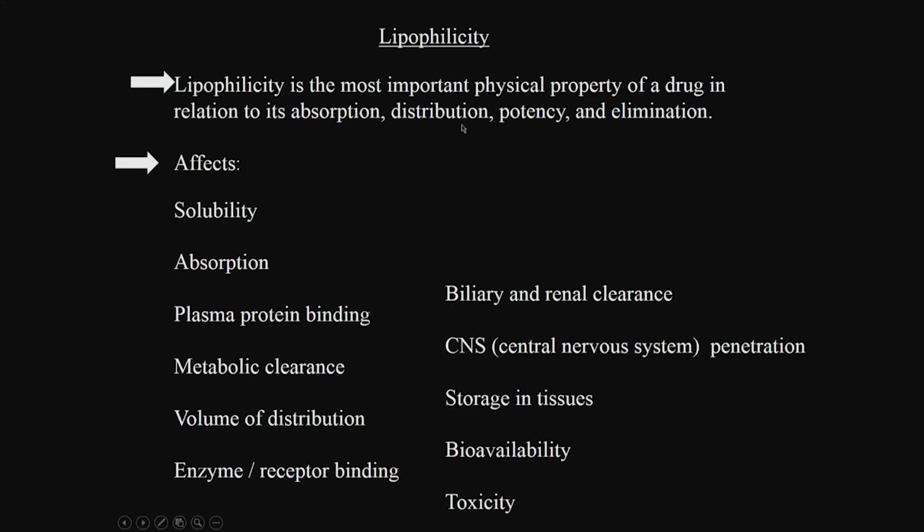Lipophilicity is the most important physical property of a drug in relation to absorption, distribution, potency, elimination and all that. It affects solubility, absorption, plasma protein binding, metabolic clearance, volume of distribution, enzyme binding, biliary and renal clearance, central nervous system penetration, storage in tissues, bioavailability, toxicity. So, many factors are affected by this lipophilicity, okay.